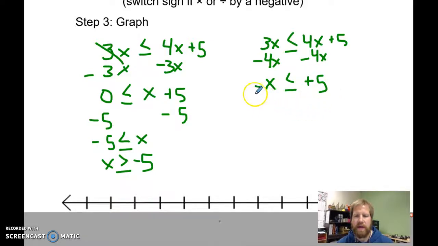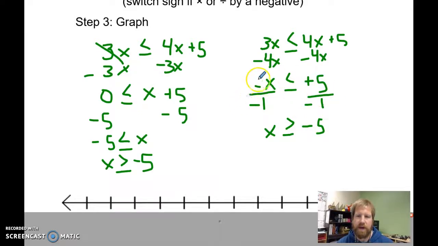And then I'm going to have to either multiply or divide by negative 1. It doesn't change my value, just changes my signs. Divided by negative 1. Now I'm dividing by a negative, so I need to flip my sign. 5 over negative 1 is negative 5. So you can see I get the same answer.